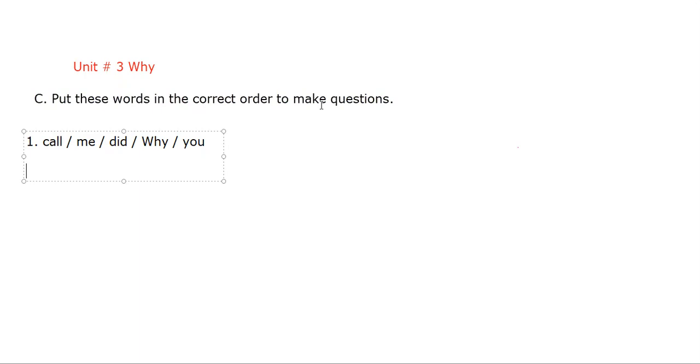Grammar book, English grammar, Grammar Club book, page number 22. The answer of this point is, whenever we are making a question with the word why, why will come in the first place. After that, you have call, the second is me, the third is did, the fourth is you. Now we have to take the second thing from here.